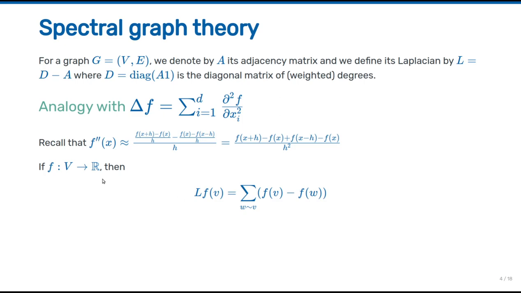And so this is one way to generalize the Laplacian to general graphs. So note that here f indeed is only a vector. It can be represented by a vector in R^n, where n is the cardinality of the vertex set. So f of v is just the vth component of the vector, if you want.